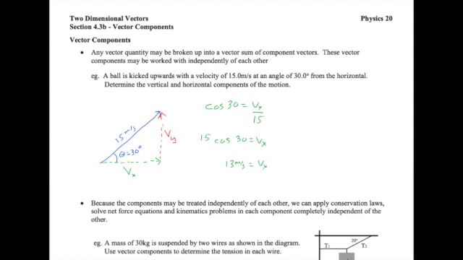Okay. I can do the same thing with Vy, but Vy is going to be the side opposite to the angle. And so for this one, we'll have sine 30 equal to Vy over the 15. Multiply the 15 over again, so the algebra is the same for each. And then I get a Vy of 7.5 meters per second.